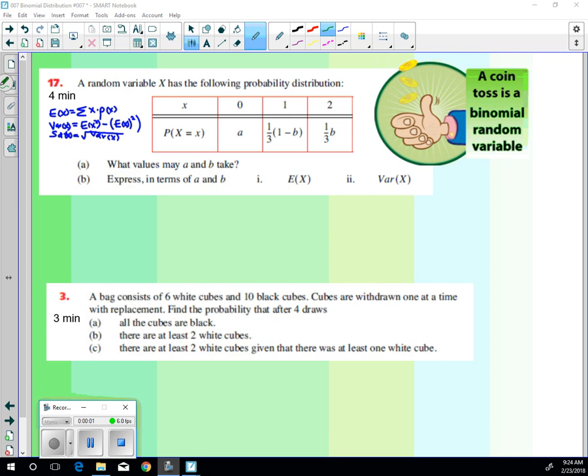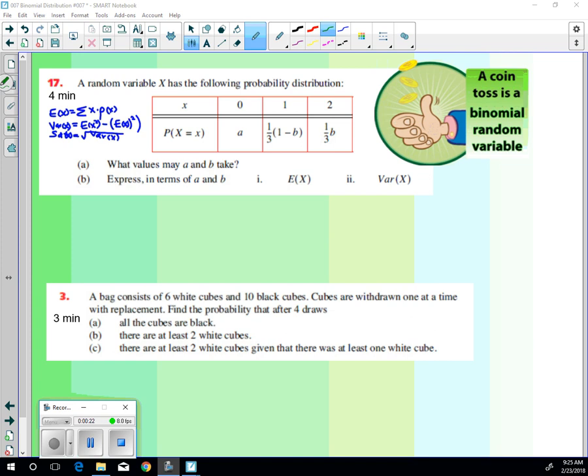So we're going to look at number 17. A random variable has the following probability distribution. What are the values that A and B are going to take? All right, so express in terms of A and B the expected value and the variance, okay?